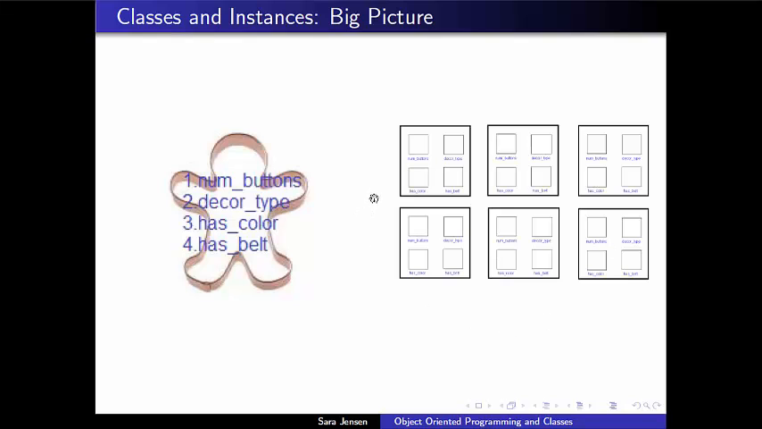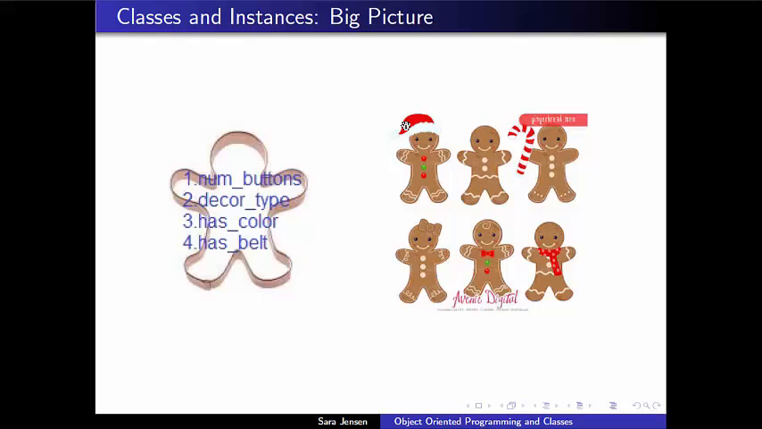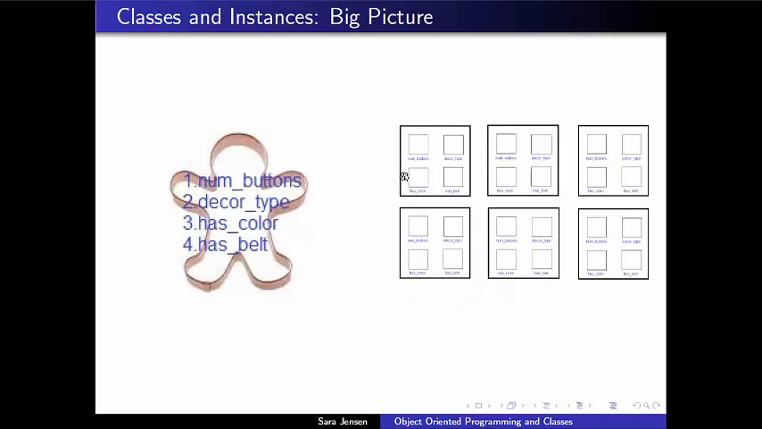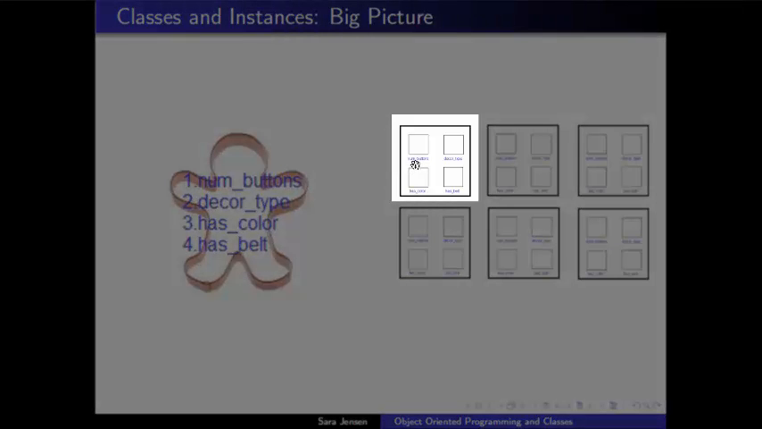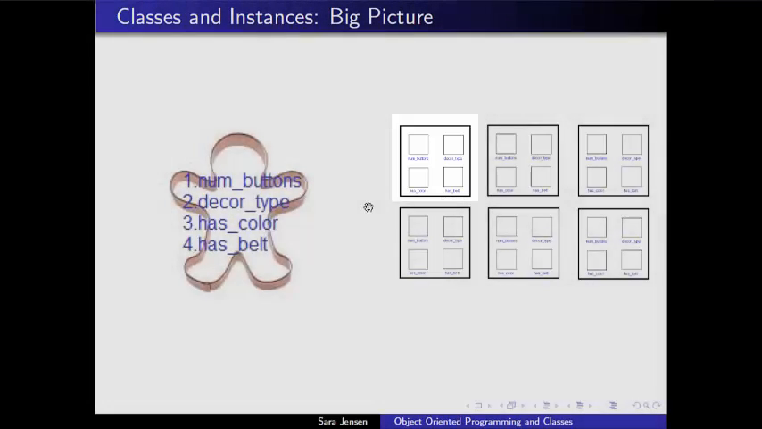Now you can't quite see because it's a little bit too small for this slide, but each one of these abstract squares is representing a gingerbread cookie we just saw, and inside each one of these squares are 4 smaller squares, which I'm thinking of as room in memory to keep track of the number of buttons, the decor type, whether or not the buttons have color, and whether or not the gingerbread cookie is going to have a belt. So each time we create an instance of a gingerbread cookie, it will have these 4 attributes. And we can then personalize those attributes to correspond with the specific instances, which are gingerbread 1, gingerbread 2, gingerbread 3, and so on.